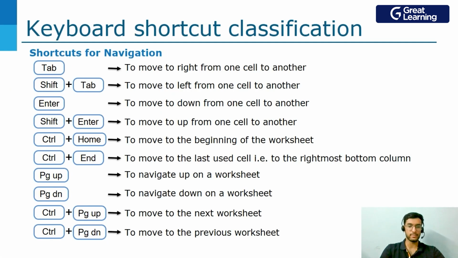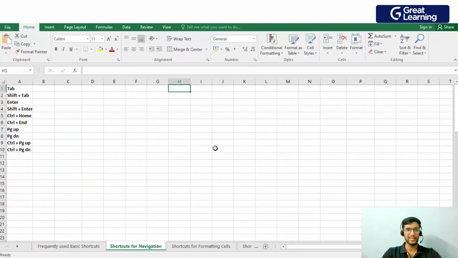shortcuts for navigation. Under this category, I have listed down the shortcut keys that are used for navigation on the Excel workbook, and on the right side I have given the theoretical explanations for the role of each key. Now let's move on to the live workbook to understand each of these keys practically. So let's get started with the first key, that is the tab key.